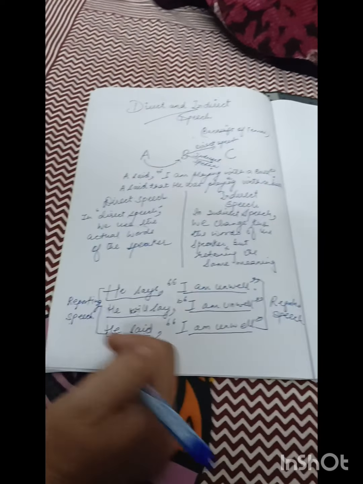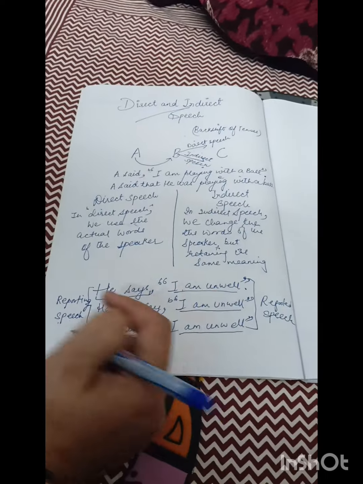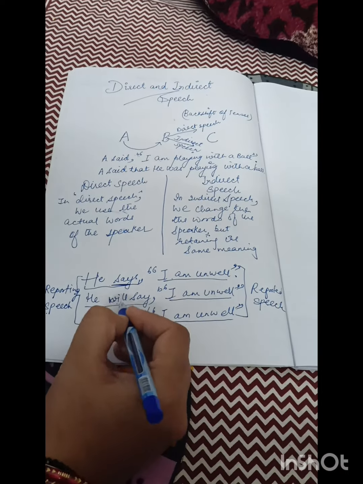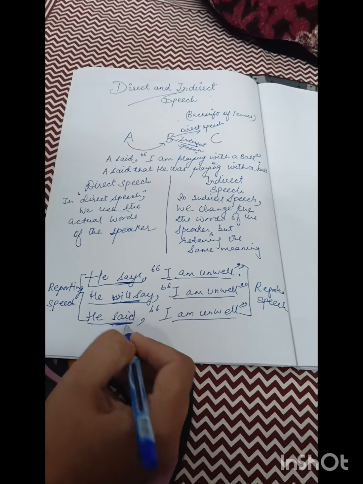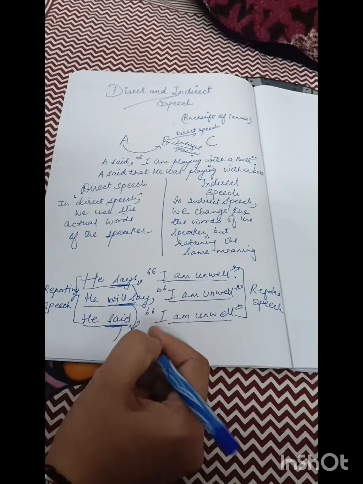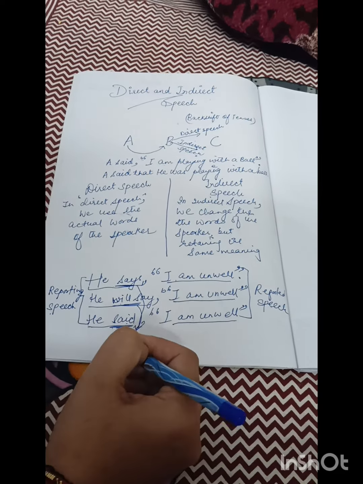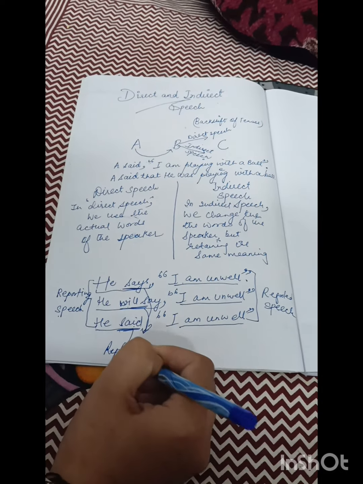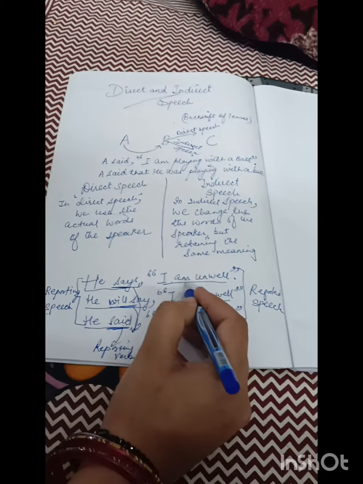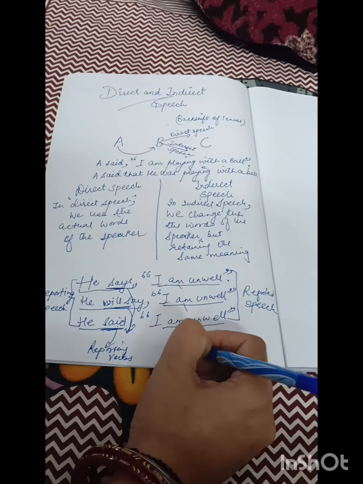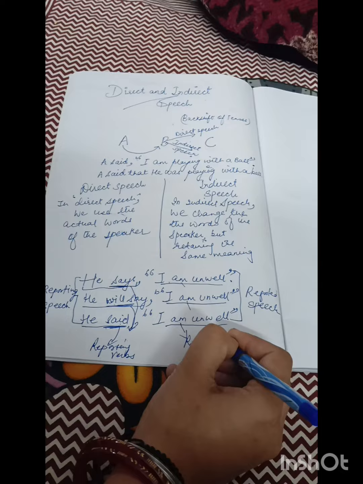Now there are two more things: reporting verb and reported verb. Here, says, will say, said are called reporting verbs. Similarly, "am" indicates the present tense. This is called the reported verb.